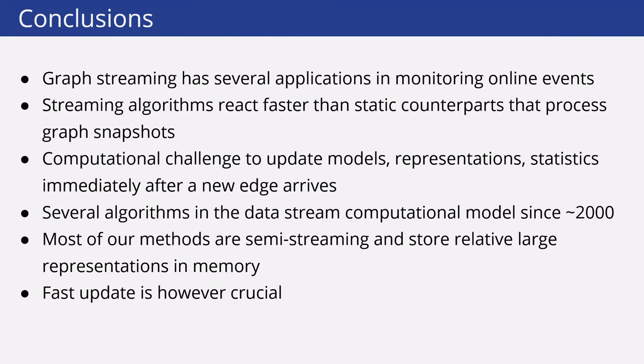As a conclusion, graph streaming has several applications for monitoring online events. The advantage is that streaming algorithms can react faster than the static counterparts and perform much better than graph snapshot-based methods, but they have a computational challenge to update the models. Several algorithms have appeared in the data stream computational model starting around the year 2000. Most of our methods are actually semi-streaming. They store relatively large representations in memory. However, fast update is crucial in our results.